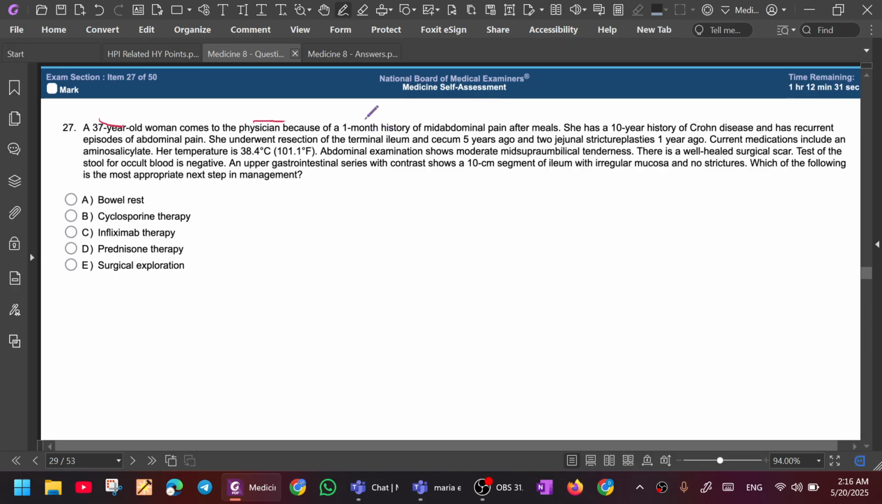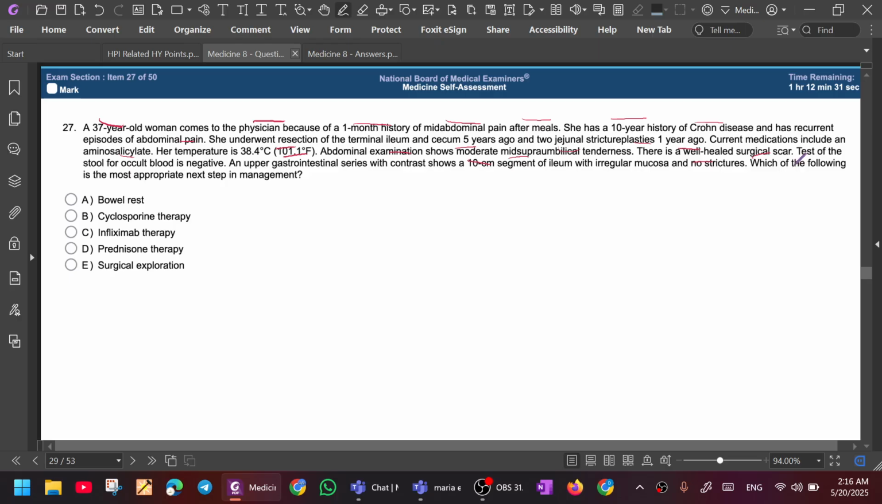A 37-year-old woman comes to the physician because of a 1-month history of mid-abdominal pain after meals. She has a 10-year history of Crohn's disease and has recurrent episodes of abdominal pain. She underwent resection of the terminal ileum and cecum 5 years ago, and jejunal stricturoplasties 1 year ago. Current medication includes aminosalicylate. Her temperature is 101. Abdominal examination shows moderate mid supraumbilical tenderness.